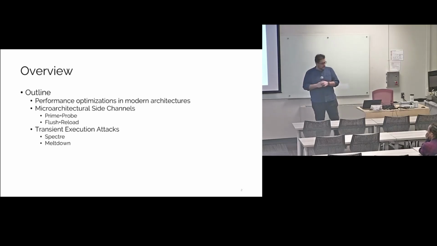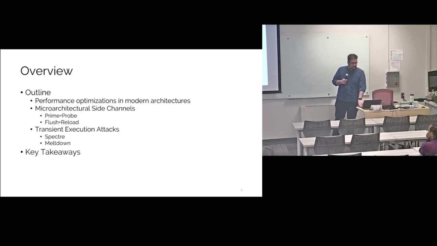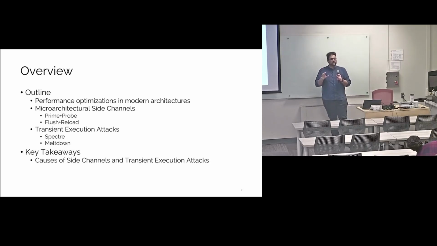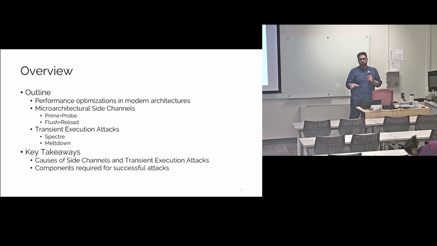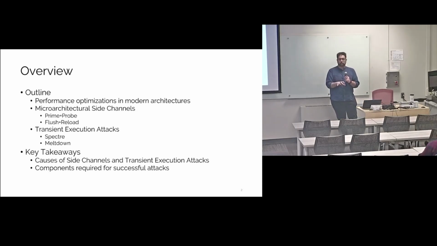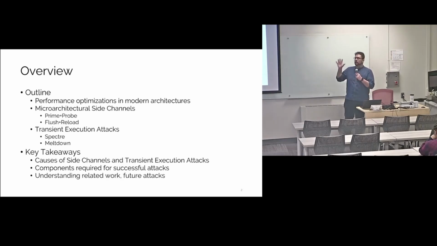and see why that works. The key takeaways that I want you to have at the end of this talk are, first, you should be able to understand why side channels exist and why transient execution attacks are possible. You should understand what the components required for a successful attack are, like what are the things that you need in your program that together would give you a successful transient execution attack. And then you should know enough that you are able to read related work and understand it, and understand the future attacks that come in. I hope that these slides today will give you some good background for that.